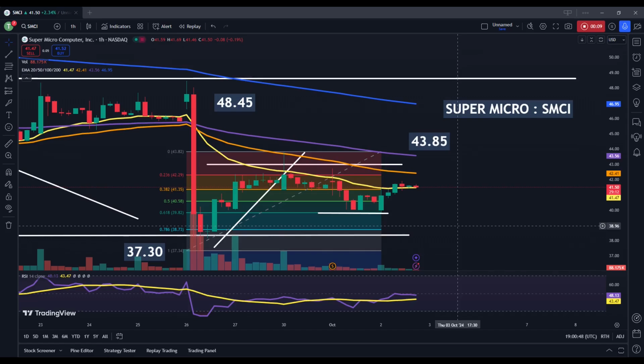We have the current stock market analysis for Super Micro Computer Incorporated, stock ticker SMCI.